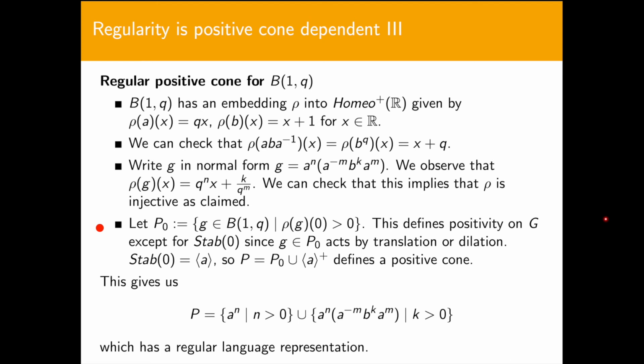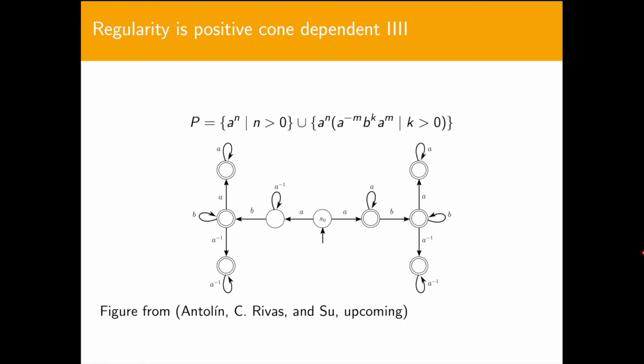This gives us that P is equal to A to the n where n is greater than 0, union A to the n, A to the minus n, B to the k, and A to the n where k is positive. And that has a regular language representation. This next figure is just to show that there's an automaton which accepts a language representing P.